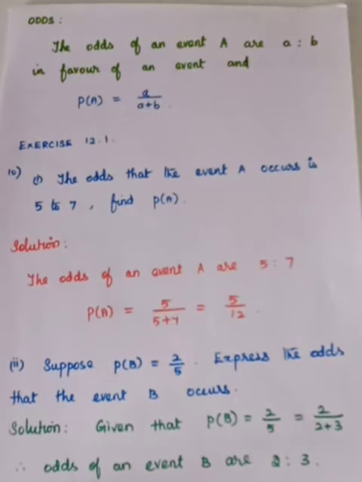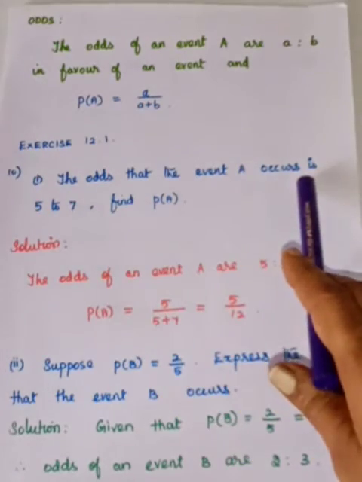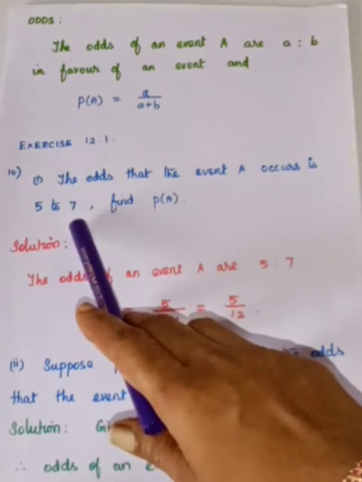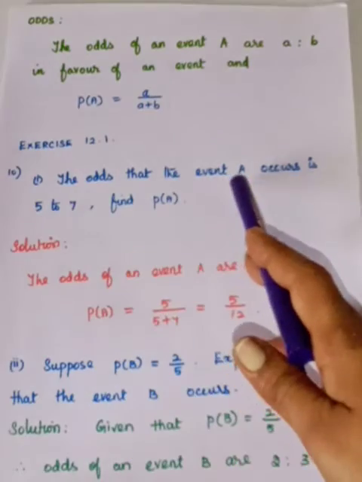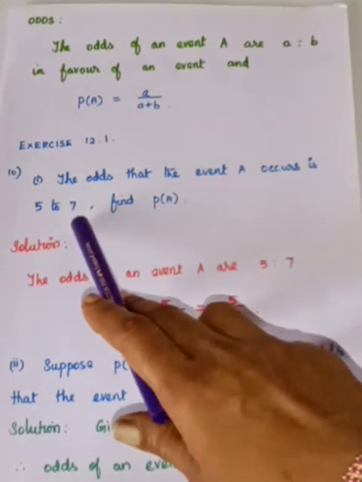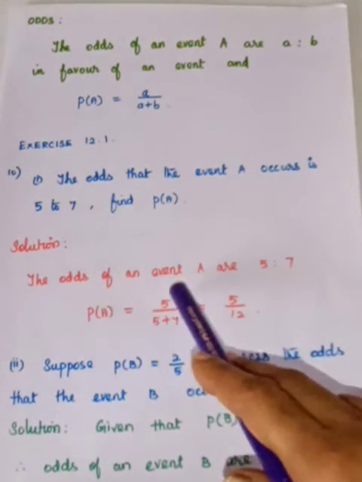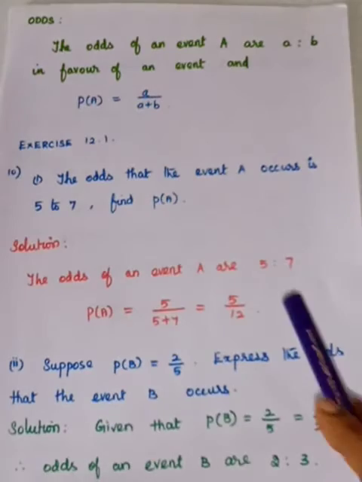Okay. So come to the 10th problem in your exercise 12.1. The odds that the event A occurs is 5 to 7. That means 5 chances are in favor of A and 7 chances are against A. So we have to write the odds of an event A are 5 is to 7, or you can write 5 to 7.